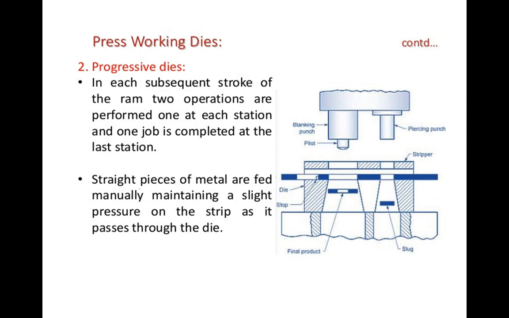Straight pieces of metal are fed manually, maintaining a slight pressure on the strip as it passes through the dies. So this part is moving in this direction, and this piercing punch will drill a hole, and this blanking will blank the part. So in this, the hole is there, and this die will cut this metal strip from these edges. So this is the washer.